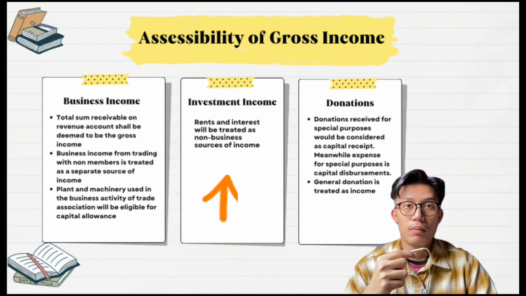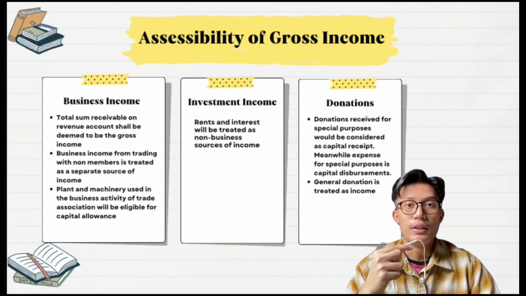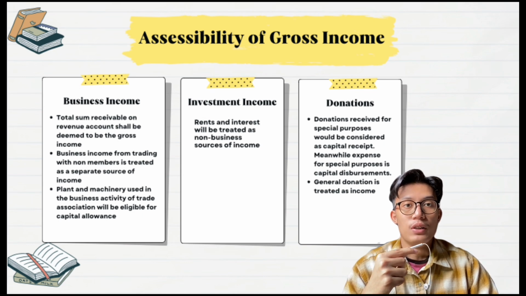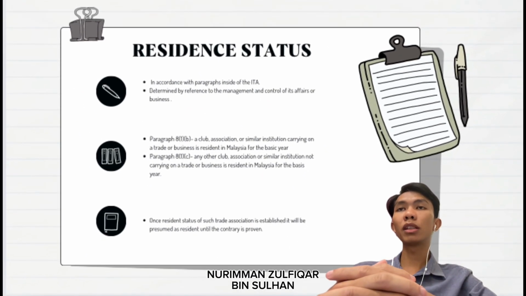For investment income, rents and interest will be treated as non-business sources of income. And lastly, for donations, donation received for special purposes would be considered as capital receipt. Meanwhile, expense for special purposes is capital disbursement. For example, alterations, repairs, and improvement of premises. General donation is treated as income, such as special subscription from members in conjunction with festives.